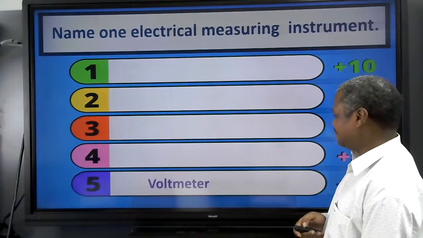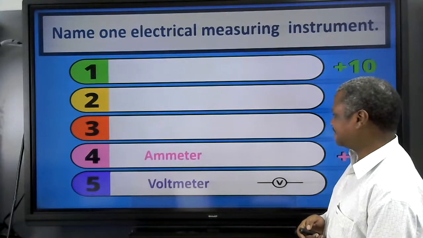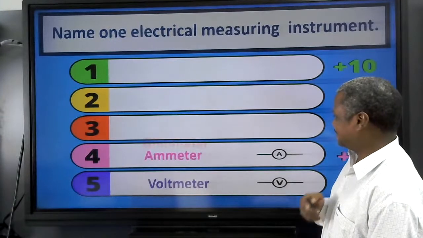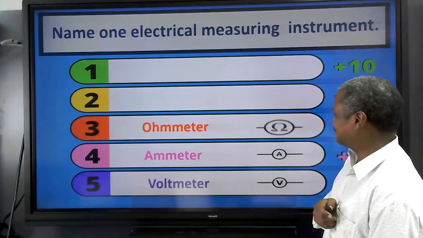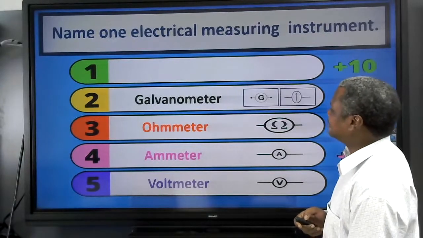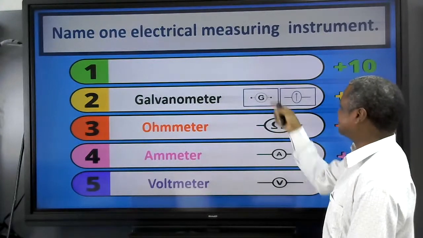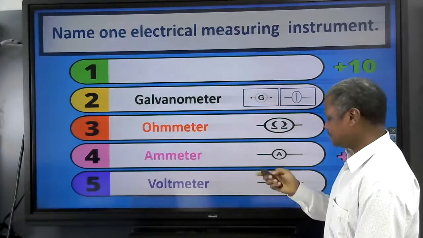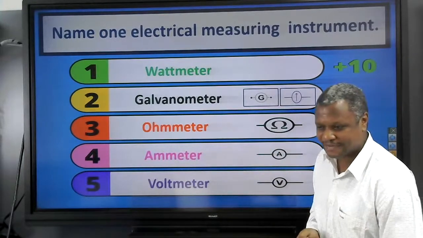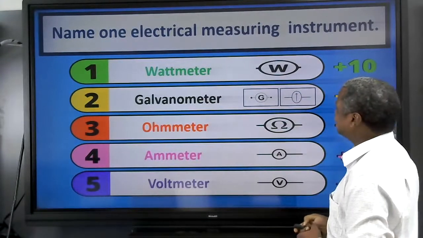Let's check. Okay, voltmeter, yes, measures the volts. That's the symbol. The ammeter is 3 points. That is a symbol for the ammeter. The ohmmeter, that's a symbol. The galvanometer, that is a symbol. Actually two symbols: one that looks like the letter G with a circle, and one with a pointed arrow. And the last one we have is what we call the wattmeter. I think this one we did not have enough time to go through in class. It is the one with the letter W.